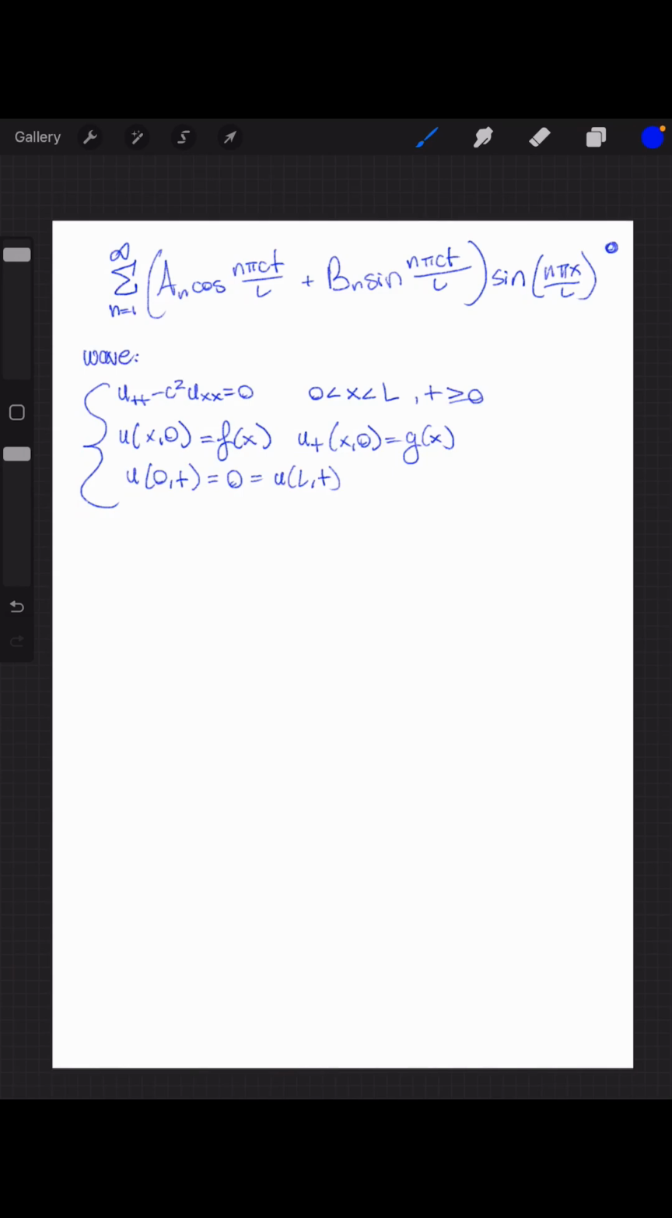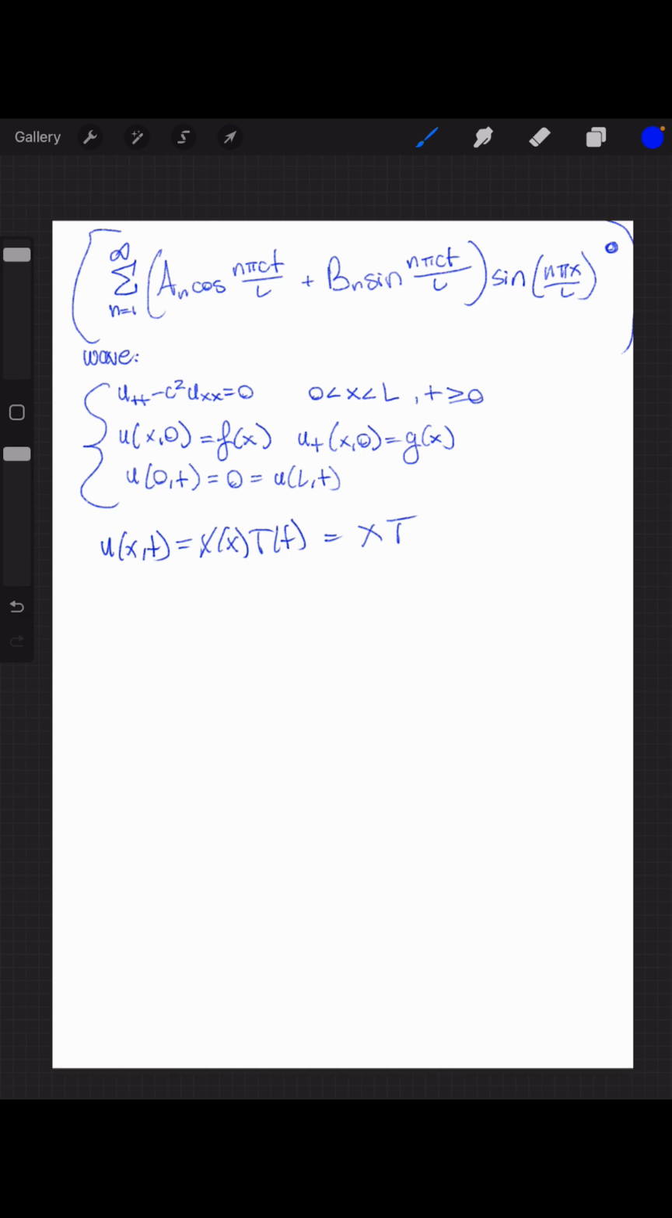Today I'm going to be showing how we can use the separation of variables to derive this top equation using the wave equation with Dirichlet boundary conditions. So we can assume that a function u(x,t) is going to be equal to a function of x times a function of t. For simplicity, I will be setting these equal to capital X and then capital T.